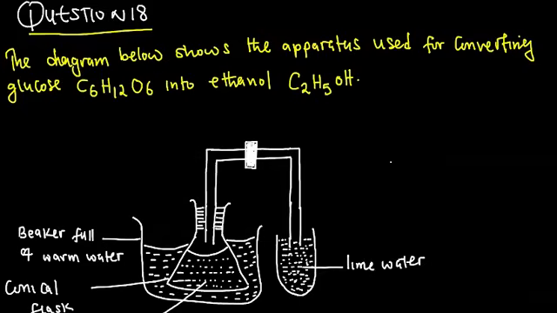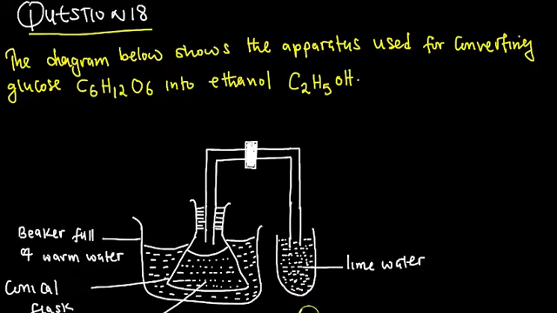Okay, up to question 18, the diagram below shows the apparatus used for converting glucose into ethanol. So this is the whole setup. This is the beaker with warm water, so the whole of this outside is warm water. Then the conical flask. In the conical flask, that is where you find the mixture.